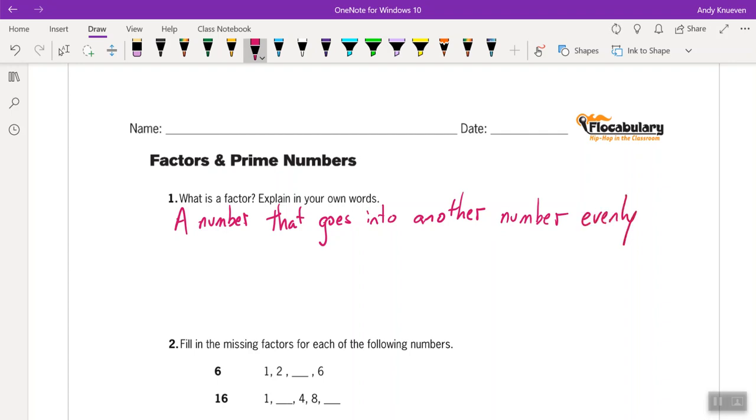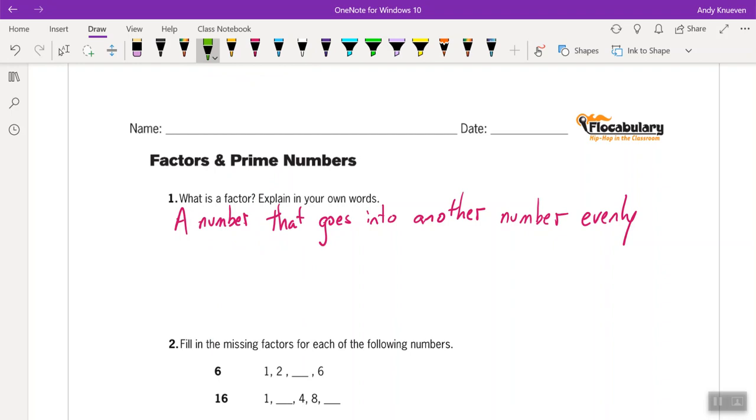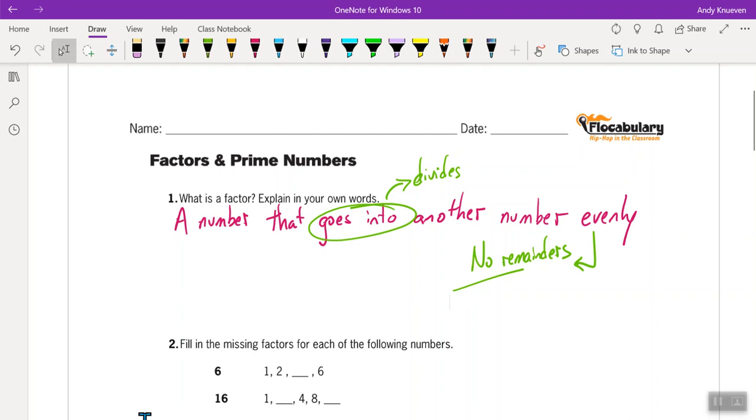Now, let's break down a couple of these words. That goes into, so that means that we are dividing, that divides into another number evenly. And then this evenly part, that means that there are no remainders. And that's a big deal, no remainders. So let's look at a couple of these here.